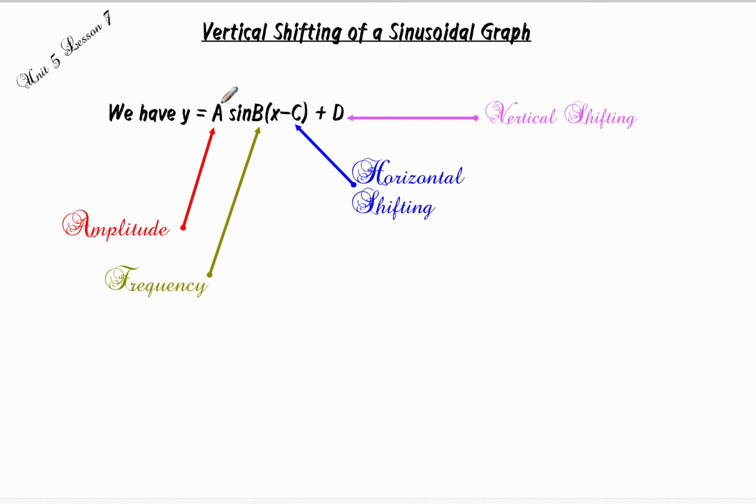A out in front is the amplitude. This B, after it's been factored out, is the frequency. C is the horizontal shifting, which we're not really going to look at today. We're only going to look at vertical shifting. We'll get into horizontal shifting in a few days.